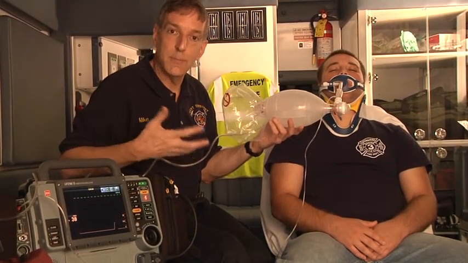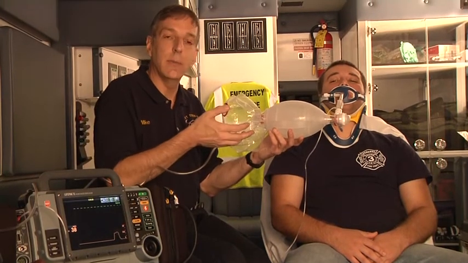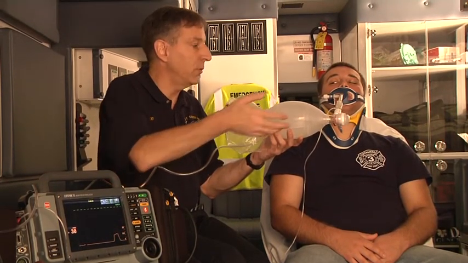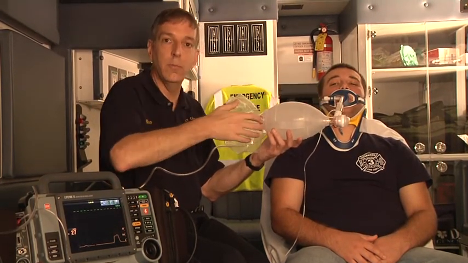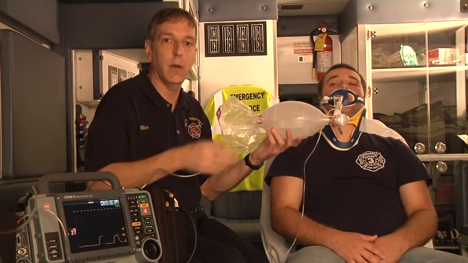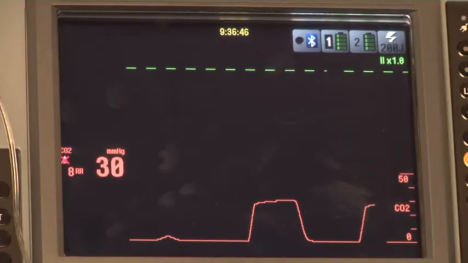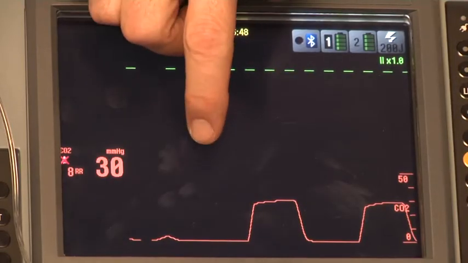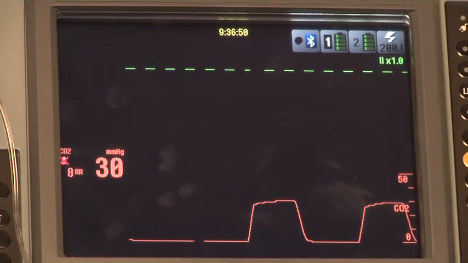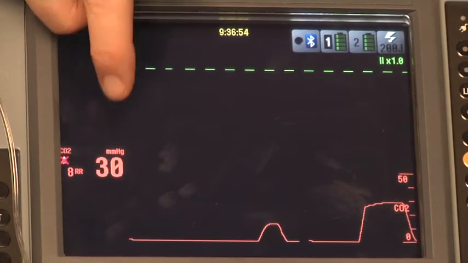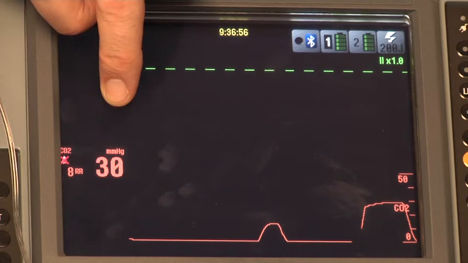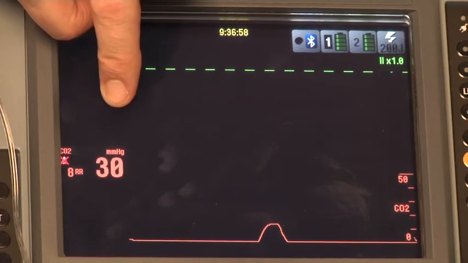This patient's breathing spontaneously, and you notice that I'm not squeezing the bag. He's able to draw air in and out of the tube directly through the bag and get 100% oxygen from the bag valve mask. There's no need, if the patient's breathing spontaneously, as we can see on the monitor, to actually deliver breaths to the individual. His end tidal capnography is 30. That's a little bit lower than a normal end tidal would be.